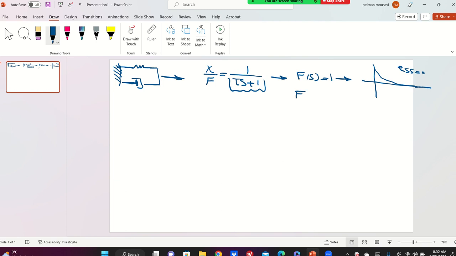Also, we applied the step input as 1 over s, and we saw also that the steady state error signal is 0, right? So here is the answer. So ESS also was 0.